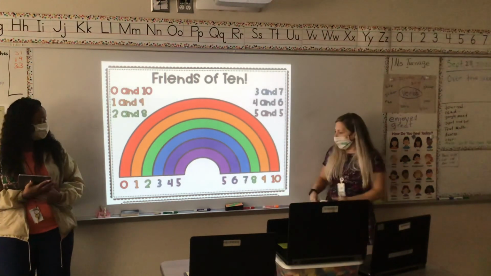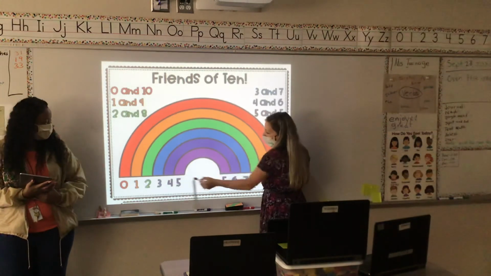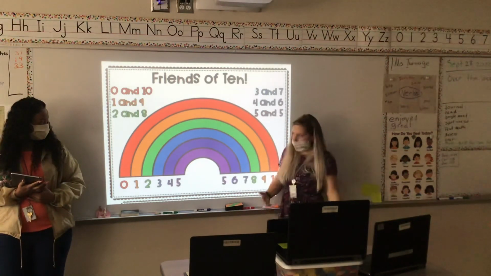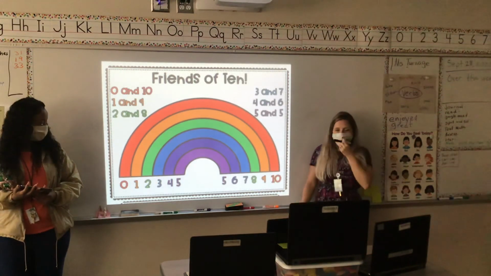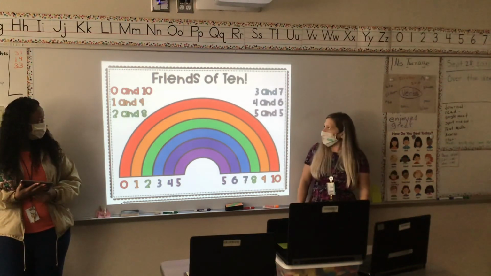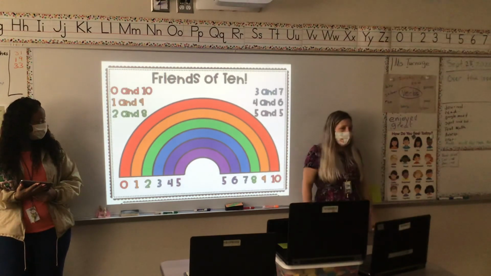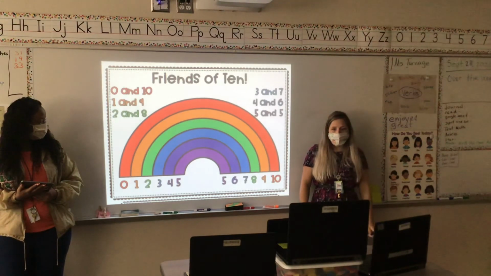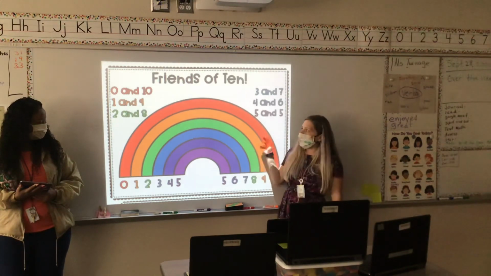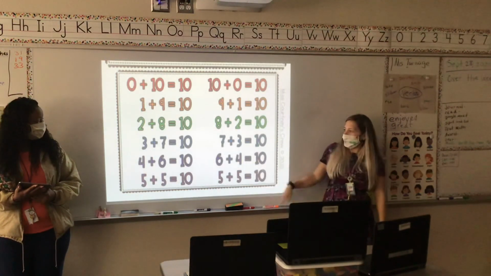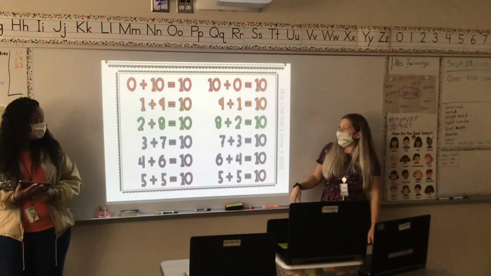So if you added all of those numbers that match the color, 5 plus 5 equals 10. 4 plus 6 equals 10. So it just follows the rainbow. I just thought that was cool. It's a cool little fact family of making 10. And that'll help you with your homework. So that's the same thing, just written out in number sentence form.